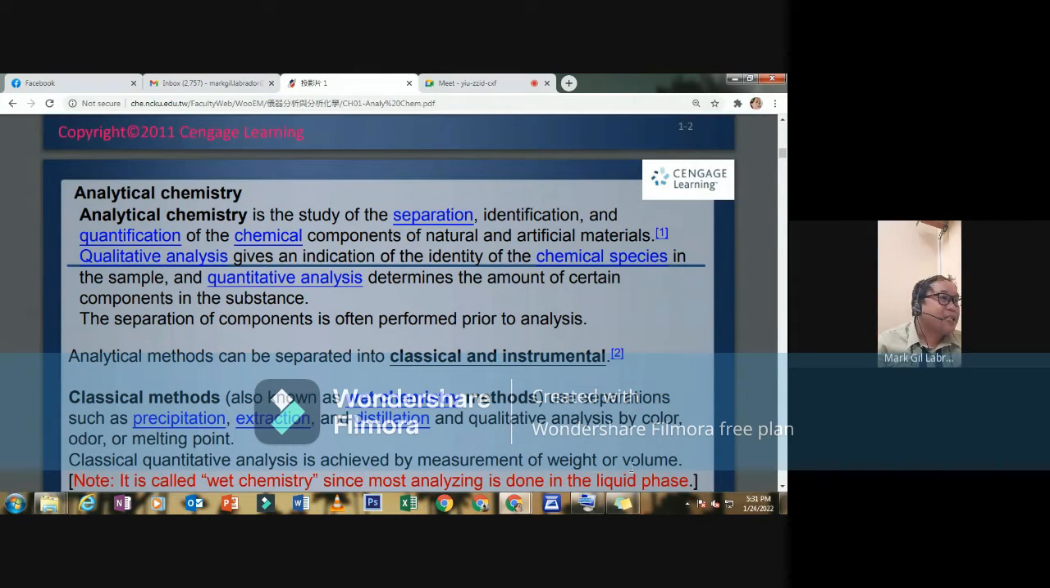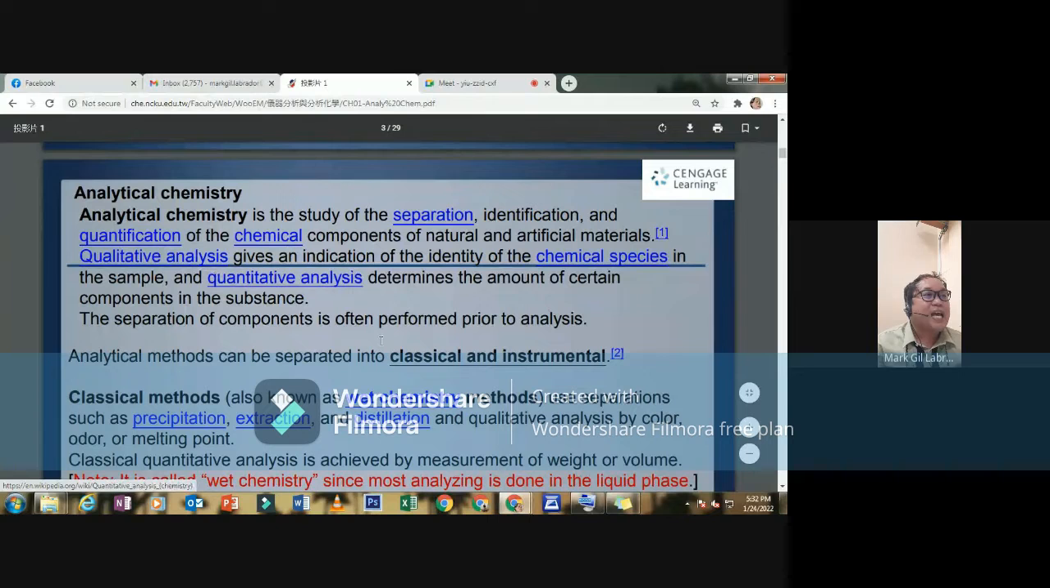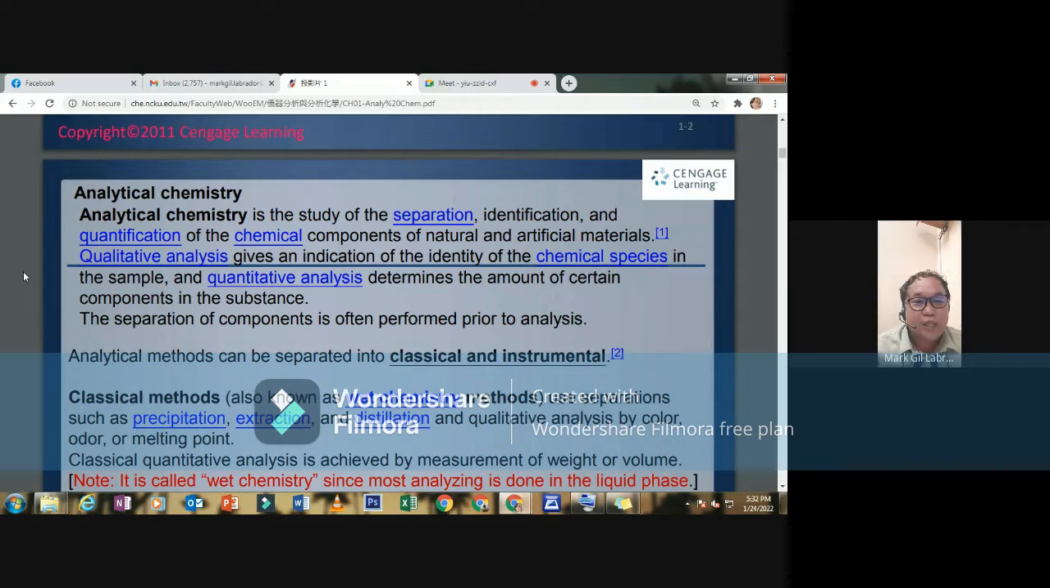So in analytical chemistry, we have two kinds of analysis, the quantitative and qualitative. So when we say qualitative analysis, it gives an indication of the identity of the chemical species in the sample. Meaning, you will just give some identification or the identity and indication. Meaning, it will not involve numbers. Yan kaya tinawag siyang qualify. Halimbawa, you will just observe the color. Hindi naman kasi, wala namang number sa color, no? Texture, yung mga ganon. That is part of qualitative.